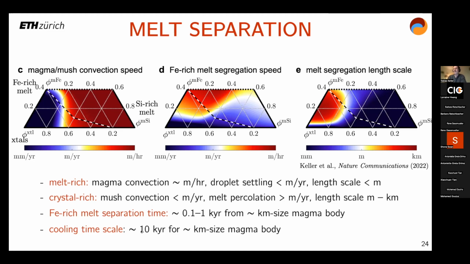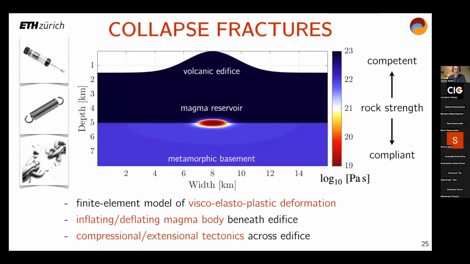So we would have plenty of time to actually extract the iron-rich melt on the time scale of that magma system cooling, crystallizing, and undergoing melt immiscibility. So far, this works. But what about the collapse fractures?